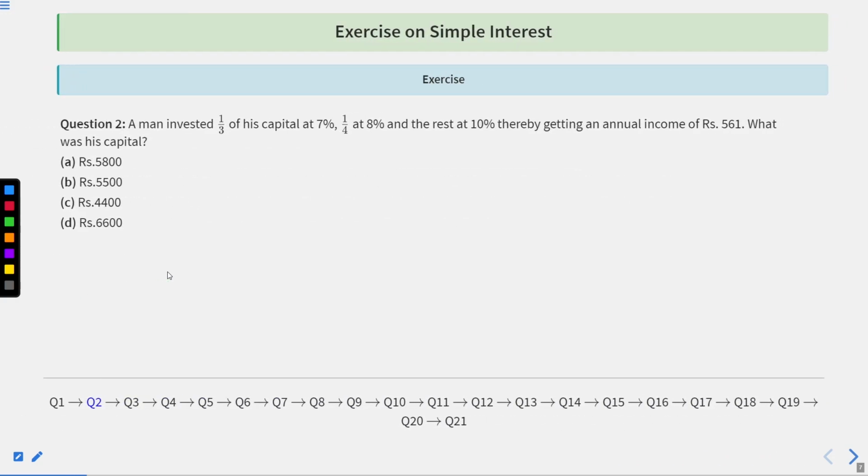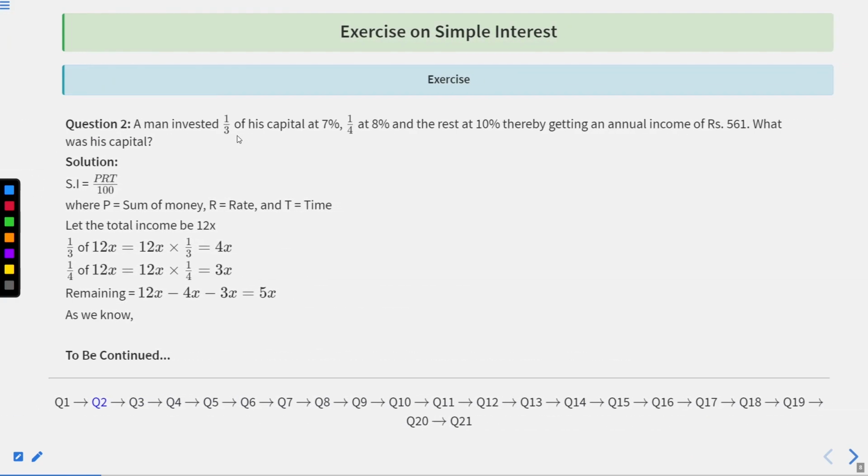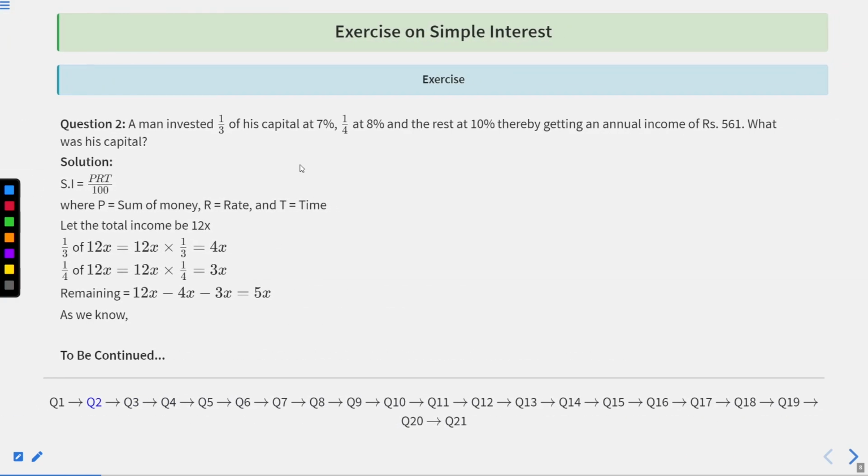Question number 2. A man invested 1 upon 3 of his capital at 7%, 1 upon 4 at 8% and the rest at 10%, thereby getting an annual income of rupees 561. What was his capital? So let us have a look over the solution.